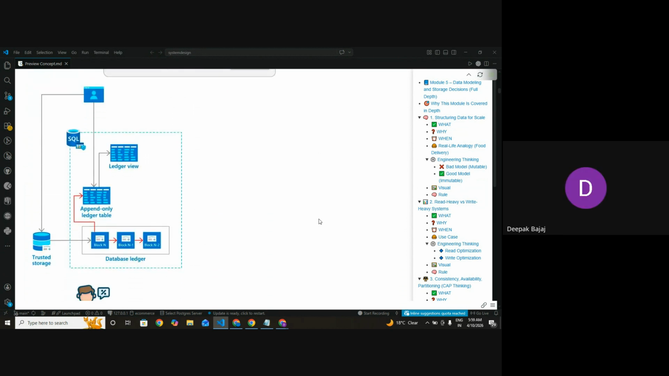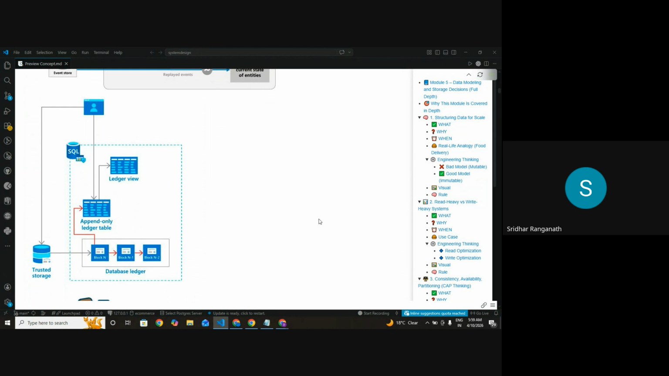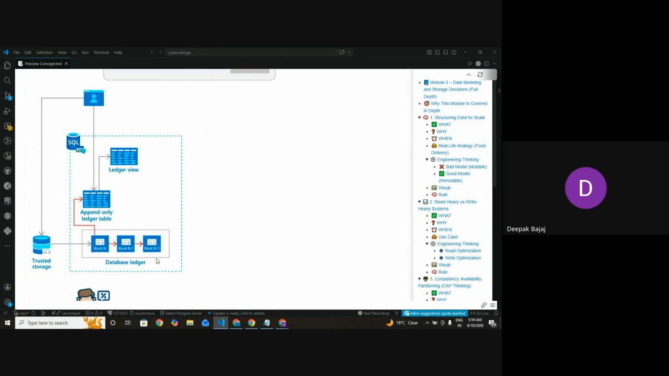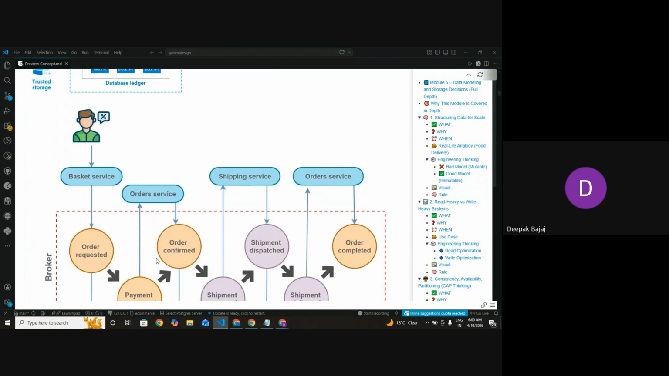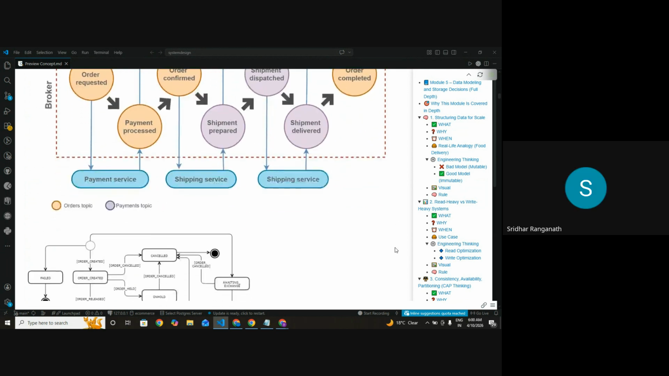So this is another example. Users, queries, process, storage, database ledger, append-only ledger table, view. Then blocks one and two. And this is another example: basket service, order requested, payment process, order service, shipping service. So this matters.